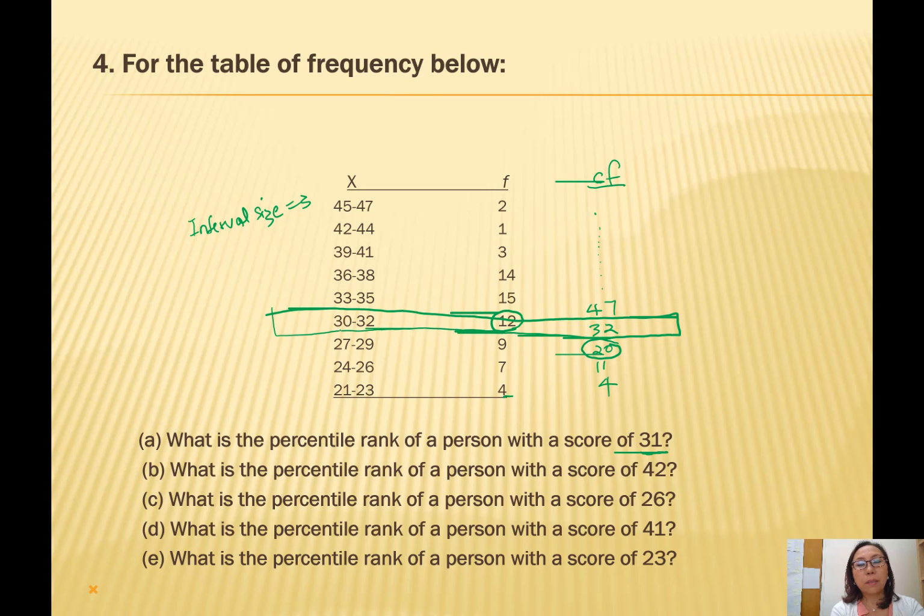This can be a little confusing, but the gap between the interval that we just boxed in and the one below jumps from 30 to 29. So you want to go halfway down there, between 30 and 29. That makes the lower real limit 29. And you have the interval size of 3. So these are the numbers that you need to plug into the formula to calculate the percentile rank. Try the same procedure for the remaining scores that you see here, the scores of 42, 26, 41, and 23, to get a hang of using the percentile rank formula.